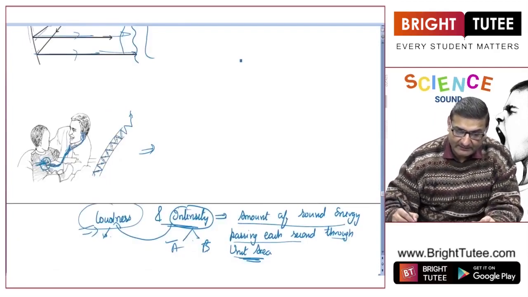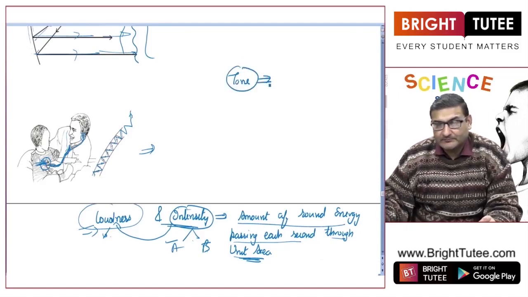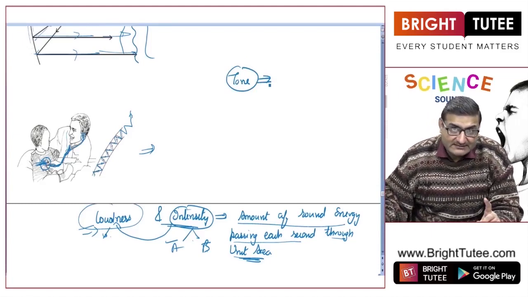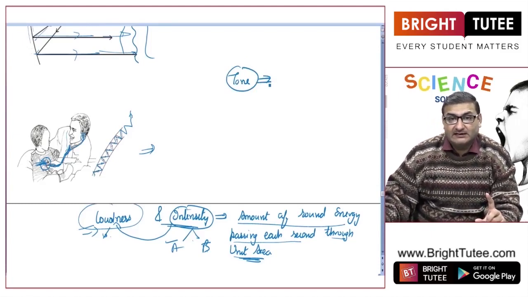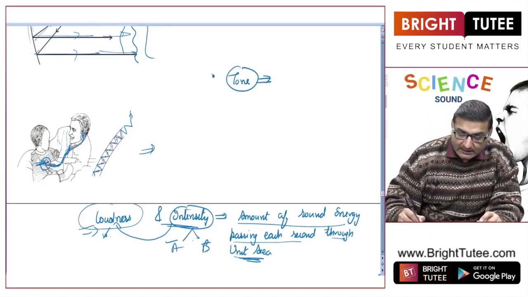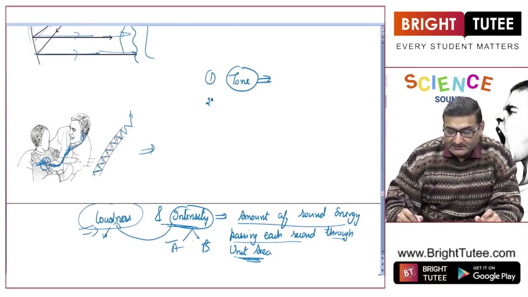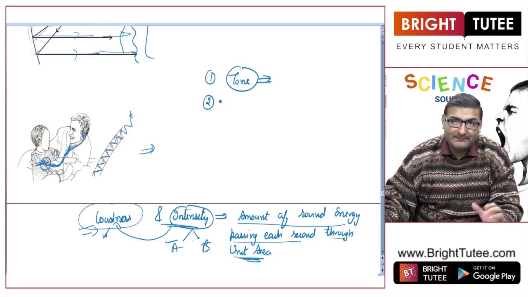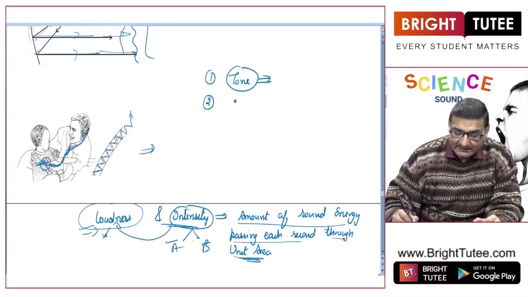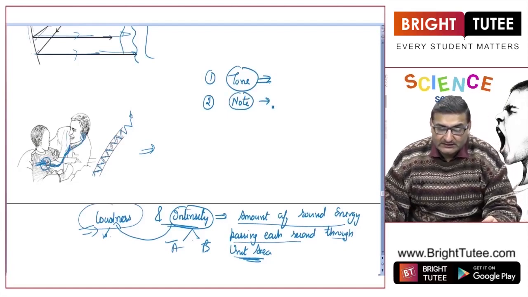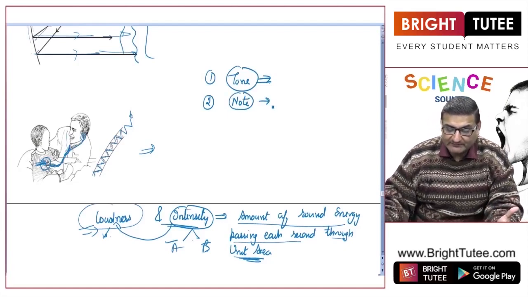For example, I am talking about tone. Now, what exactly is meant by tone? A sound of single frequency is known as a tone, right? And if there is a sound which is a mixture of frequencies, then it is not known as a tone, it is known as a note. Just try to relate how we have differentiated.